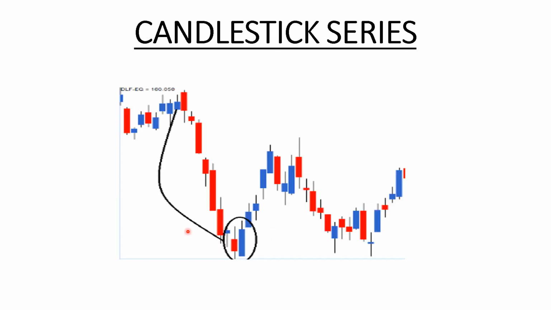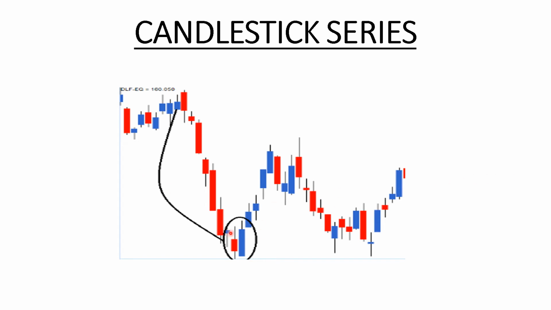Let me show you another example. In this also you can see that there was a clear-cut downtrend. After the downtrend, the entire body of this bearish candle was engulfed by this bullish candle, and after it was engulfed, it started an uptrend. I hope the bullish engulfing candlestick is clear.